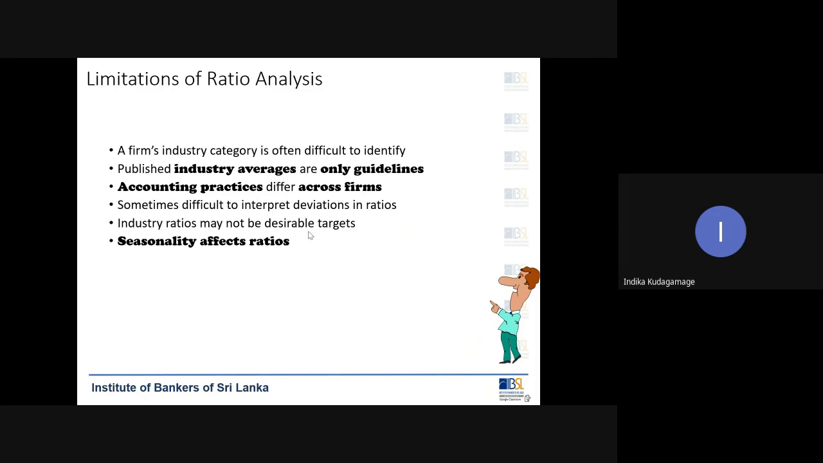Seasonality affects ratios. Yes. We compare March to March, suddenly a September figure comes in. So the ratios are totally different in September. Why? The season is in December. So it can be agriculture seasons, it can be commercial seasons, anything. So like, I give an example.